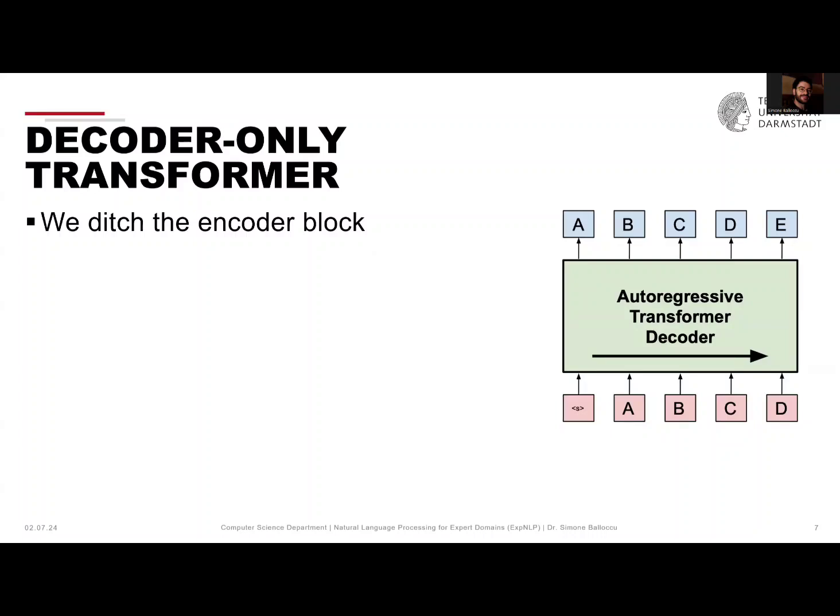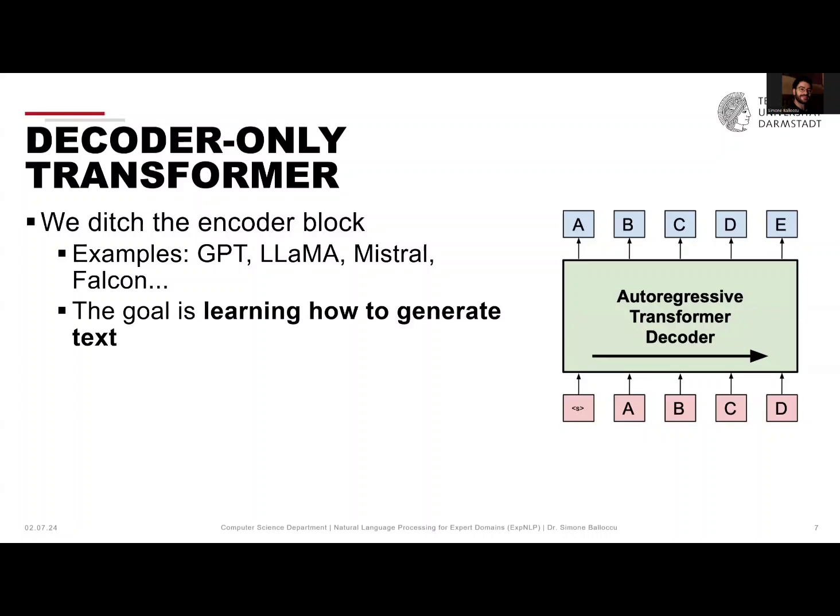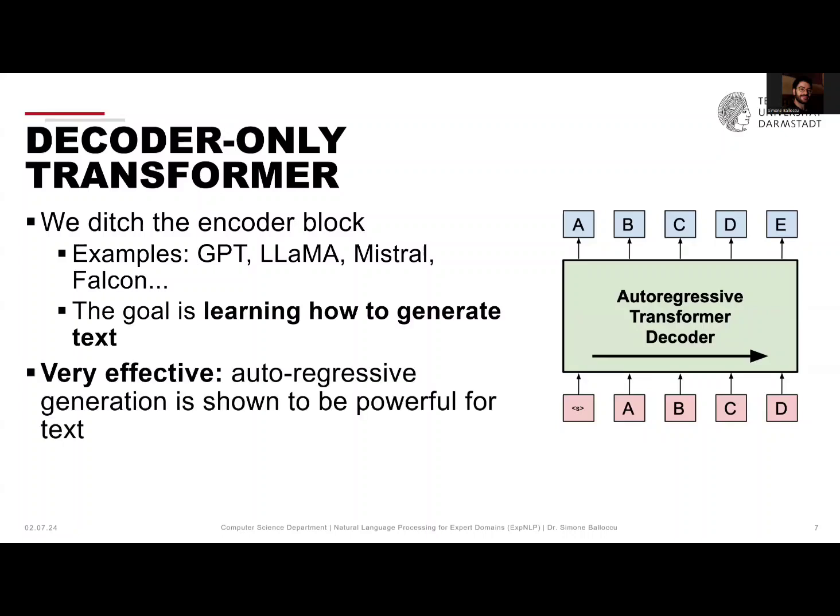So this time we ditch the encoder block. Some examples of these are GPT, Llama, Mistral, Falcon, pretty much most of the current models. And the goal is learning how to generate text. This is very effective in text generation, because autoregressive generation has been shown experimentally to be powerful for text. And it also makes sense, right?